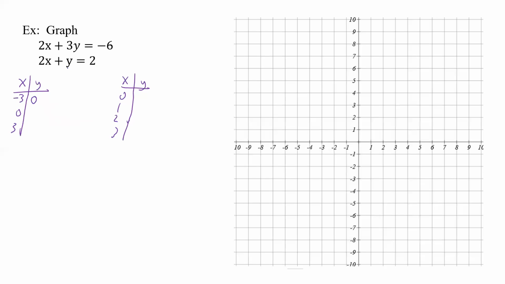All right, what about plugging in a 0 for x? Well, that just gives us 3y equals negative 6. Divide both sides by 3, we get a negative 2. Okay. Now, if we plug in 3, that's going to be a positive 6. Subtract 6 here, that's going to be a minus 12. Divided by 3 is going to be a minus 4. Okay.